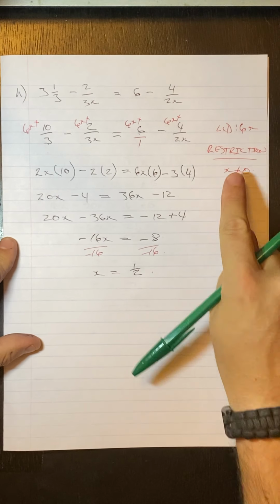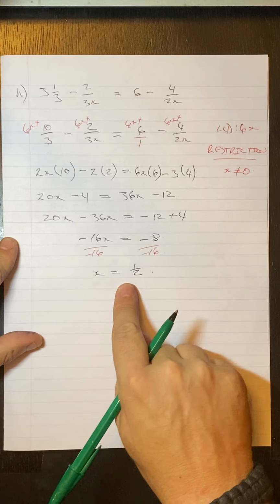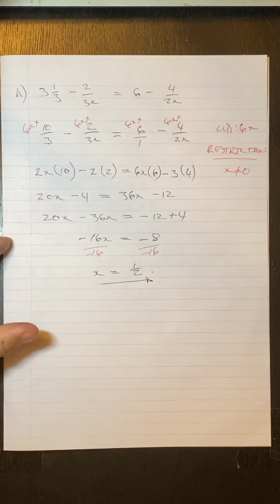All right. Check our restriction. Is that equal to 0? No. That is a solution. All right, moving on to the second last one.